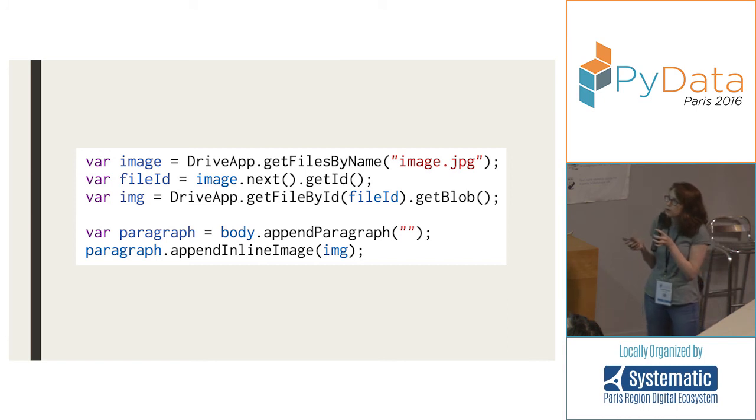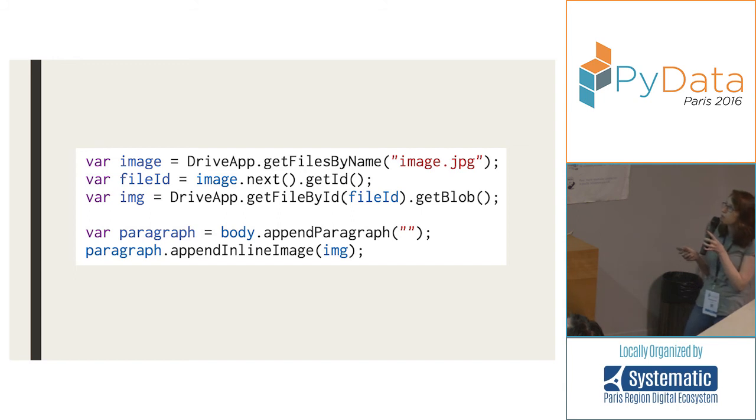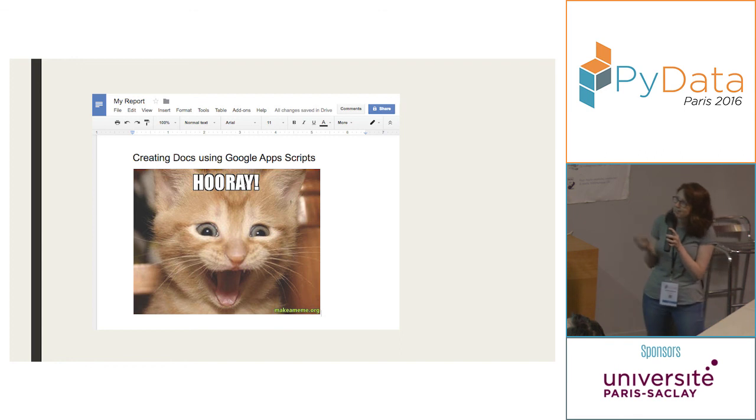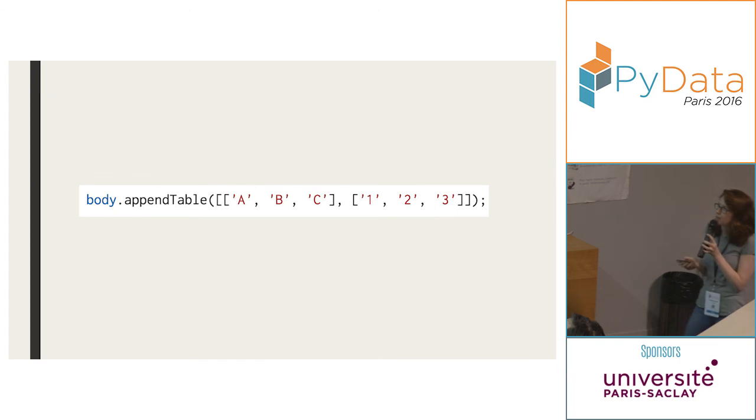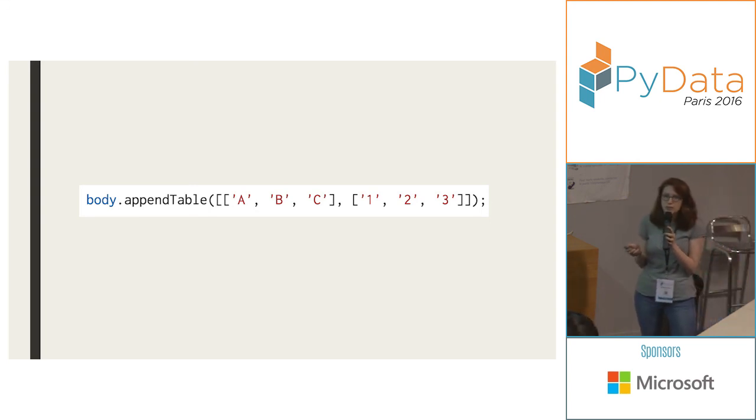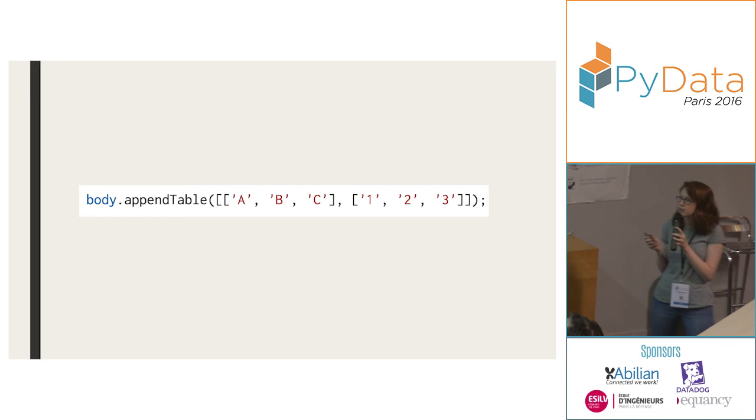So I thought next I should make sure that I can actually input an image. I've got an image called image.jpg within my Google Drive. I'm going to use this code to extract the file ID for this image and then append a paragraph to the document and add the image as an inline image. And hooray, it works. This is how excited I was when it worked. We can also add tables. The table format has to be a list of lists. And this basically gives us all the tools we need to create a report.